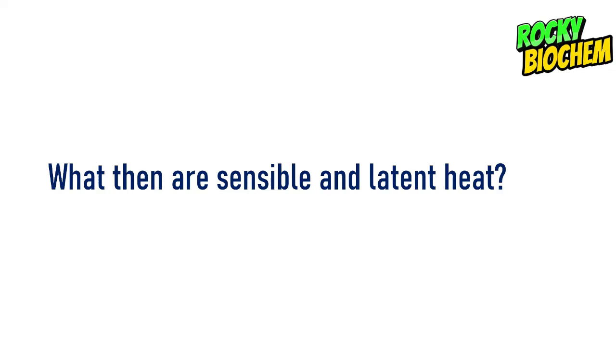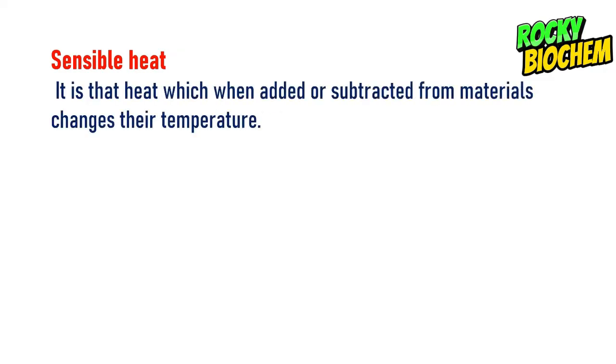So we are going to learn about these two forms of heat changes and then learn about how we can use these to perform calculations. So let's start with sensible heat. Sensible from the word sense. That is something that you can feel or sense. So sensible heat is just a form of heat which, when added or subtracted from material, causes a change in temperature without a change in the state of that particular substance.